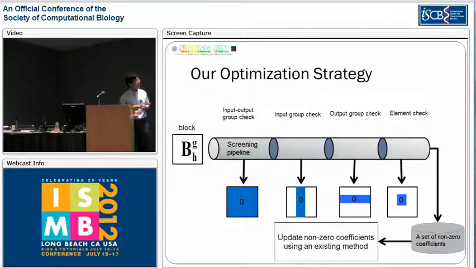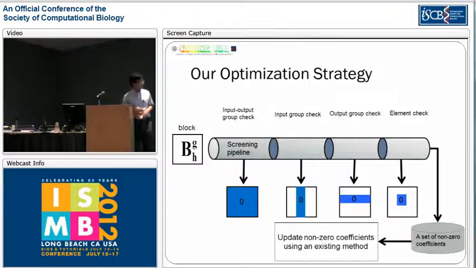Here I briefly show the strategy of our optimization. We look at the block of the regression coefficients matrix, which consists of one input group and one output group. And this is the input of our pipeline. And in the pipeline, we first check whether this block should be 0 simultaneously by checking optimality conditions. If it is true, then we set it to 0, and we are done.